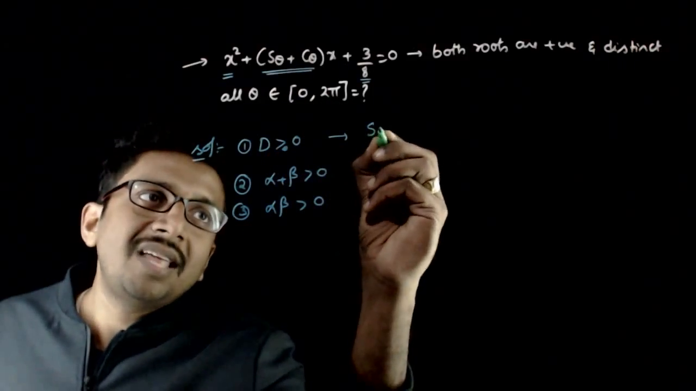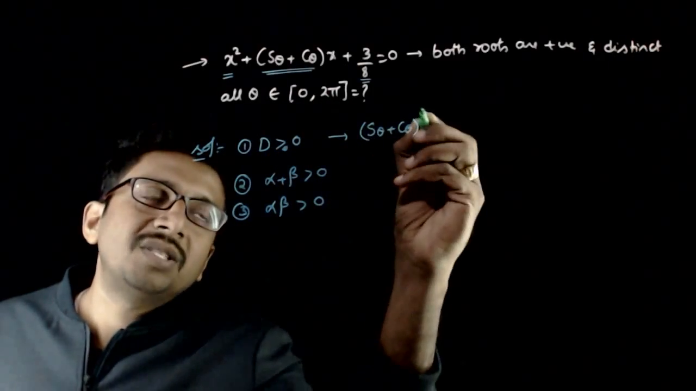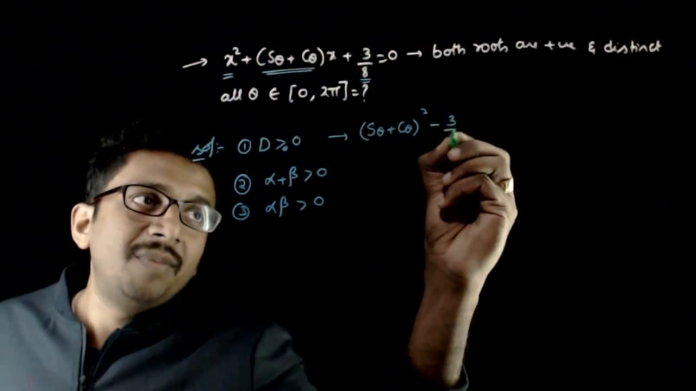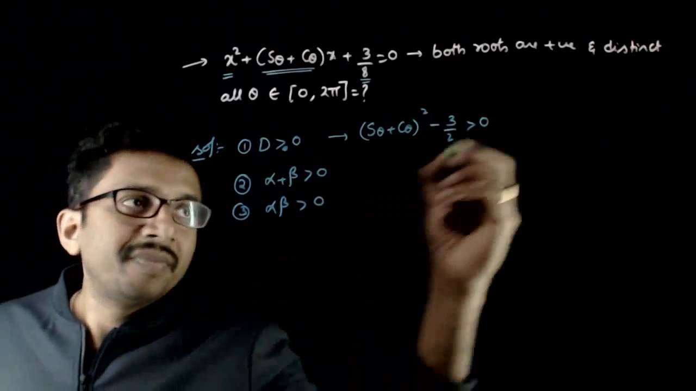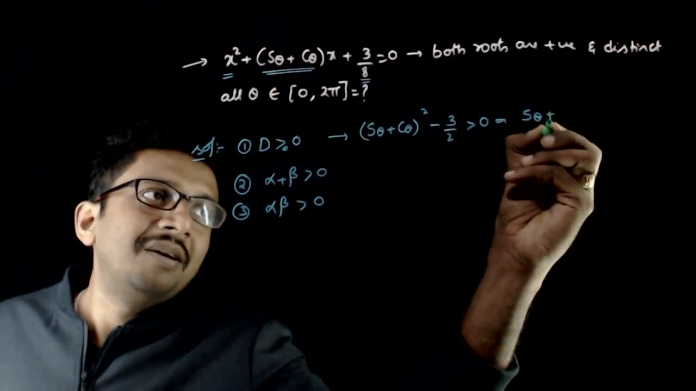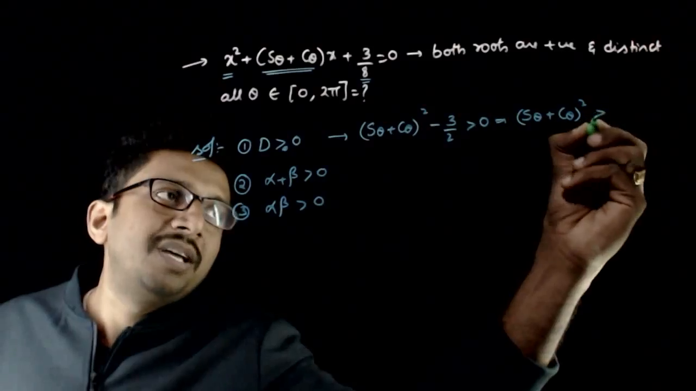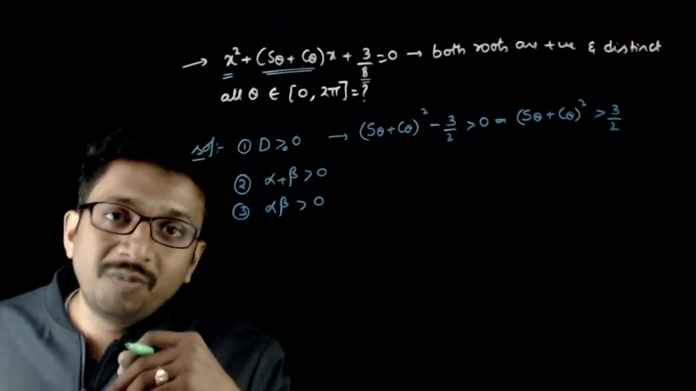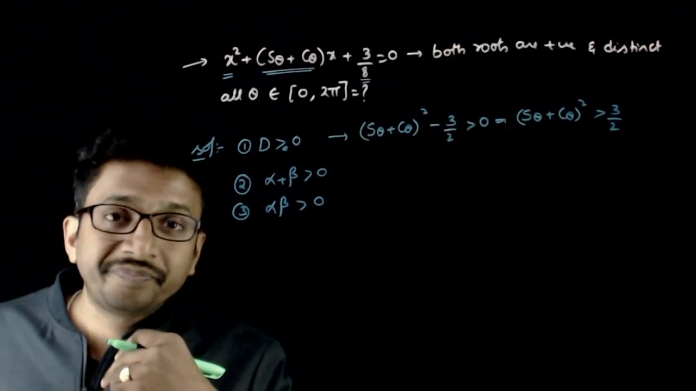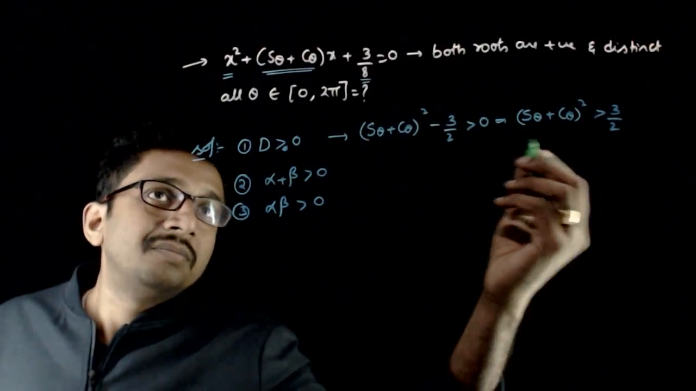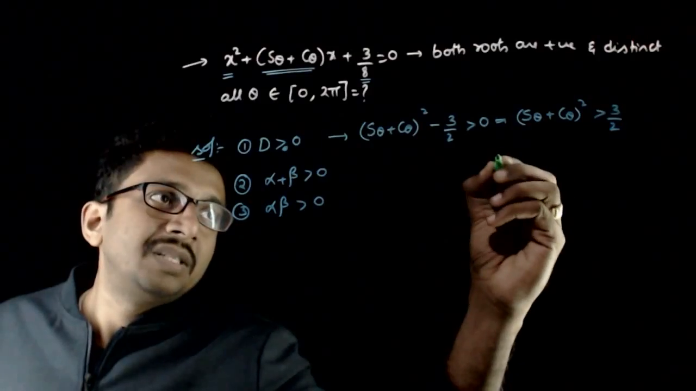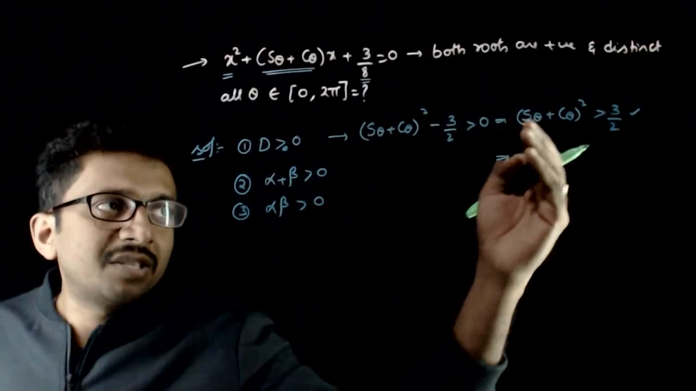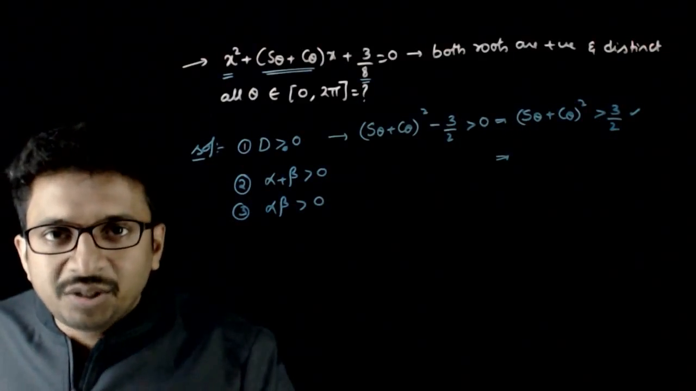Discriminant is (sin theta plus cos theta) whole square, b square, minus 4 into 3 by 8, that is 3 by 2, is greater than 0. That is, (sin theta plus cos theta) whole square should be greater than 3 by 2. Let us try to solve this later.